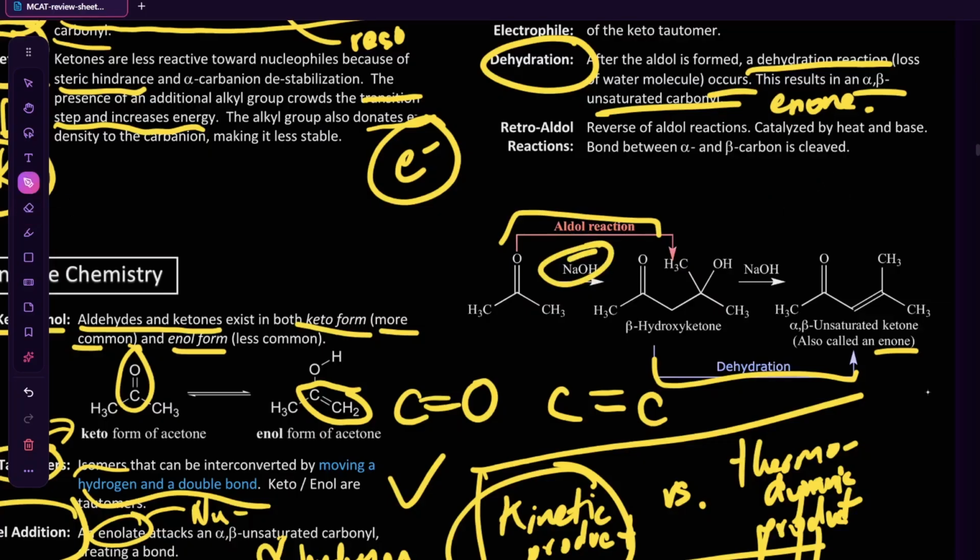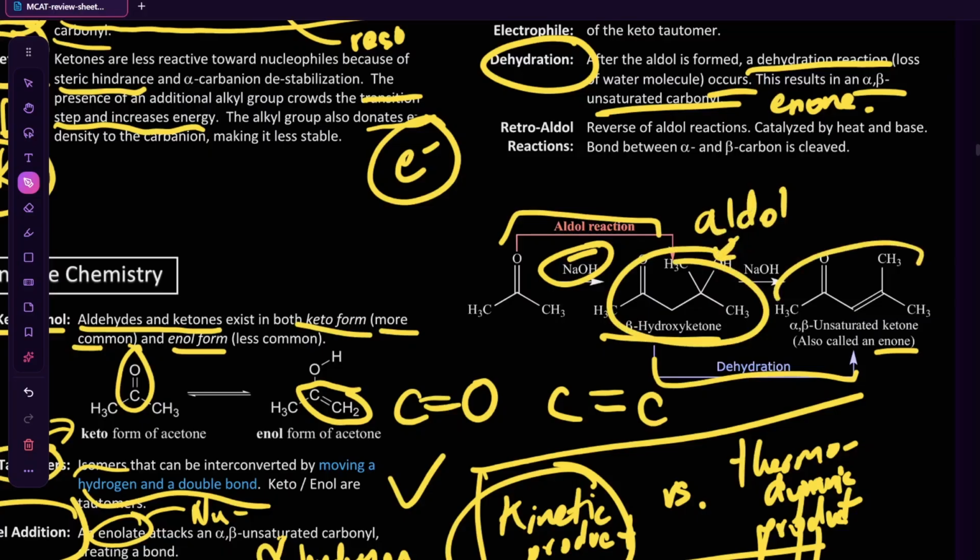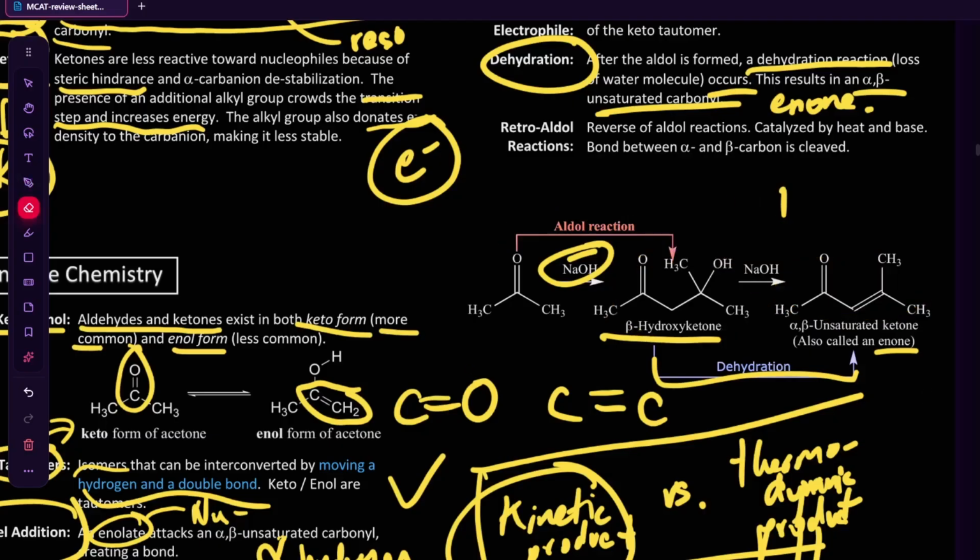Two of them under NaOH first do an aldol reaction forming a beta hydroxy ketone, and that's an aldol. And then from there we get an enone over here. That's basically after we've gone through a second round of NaOH. So the first round is here and the second round is there. So that's what happens over there.